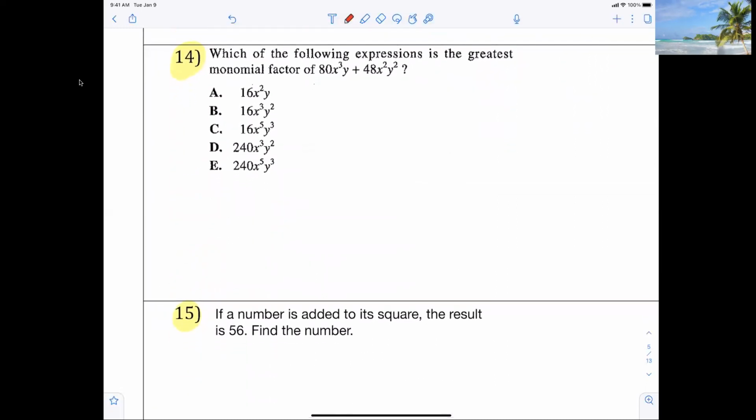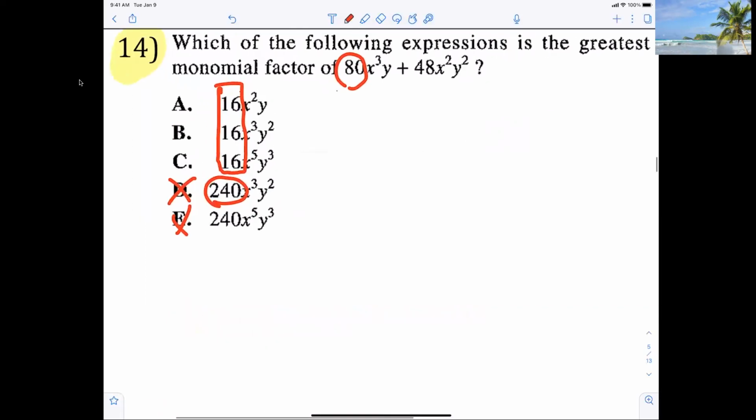All right, let's take a look at 14. We're looking for a GCF. Someone tell me what the answer is. A. Somebody said A. Oscar, what do you think? Now, let's say we forgot what GCF is, or factor. Is 240 a factor of 80? No. So right off the bat, you know it can't be D or E. So we didn't have to check about 16 because we know that's the answer. Now, x cubed and x squared means there's a common what? Right, so the answer has to be A.